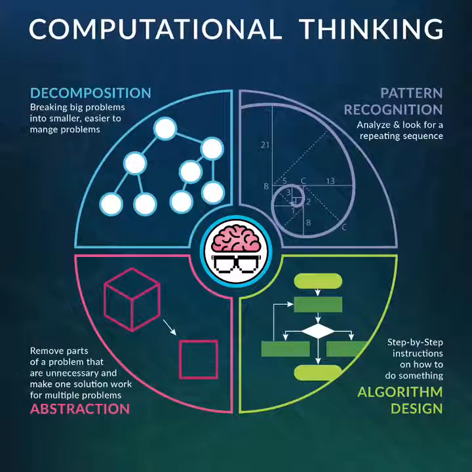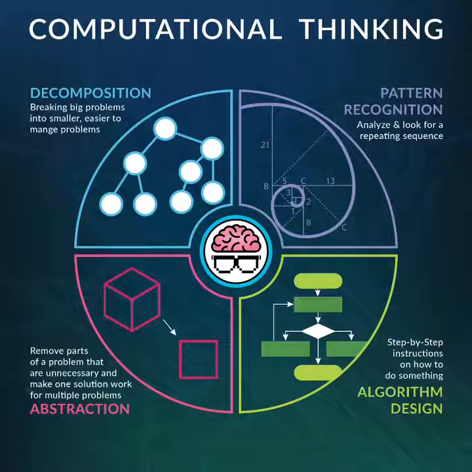Going back to the computational thinking model that is used by engineers, coders, etc., we covered this before, but just a little review. You've got decomposition, which is breaking big problems into smaller, easier to manage problems. Pattern recognition, which is looking for a repeating sequence, something that you've done before, something that you've seen before. Abstraction, which is taking out what's important and ignoring what is not important. And algorithmic design, which is sort of creating a process or a set of steps.